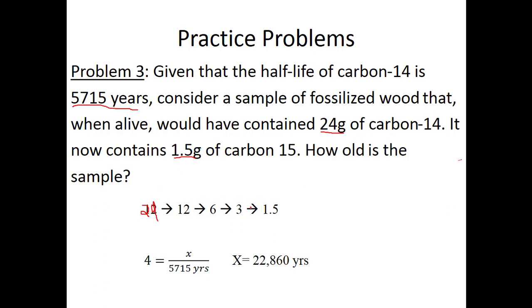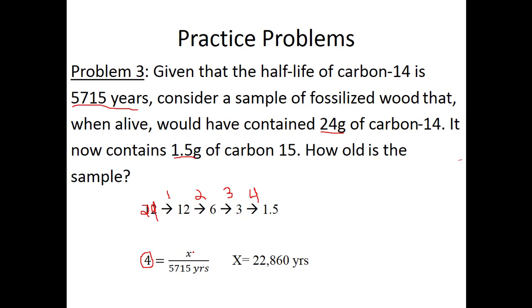So you have to figure out how many half-lives took place in those amounts. Well, the easiest way to do this is take 24 and divide it by half on your calculator, and you know that's 12. Divide it by half again, there's 6. Divide by half again, and you have 3. And you divide it by half again, and you end up with 1.5. By doing this on your calculator, you now know that 4 half-lives have occurred.